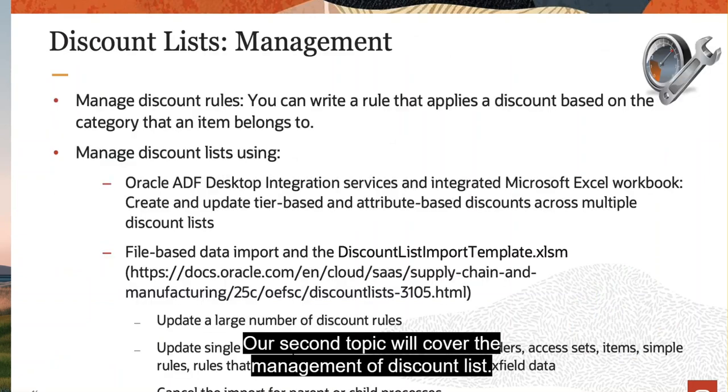Our second topic will cover the management of discount lists. You can manage discount rules by setting up rules that apply discounts based on the item's category. For managing discount lists, you have a couple of options.